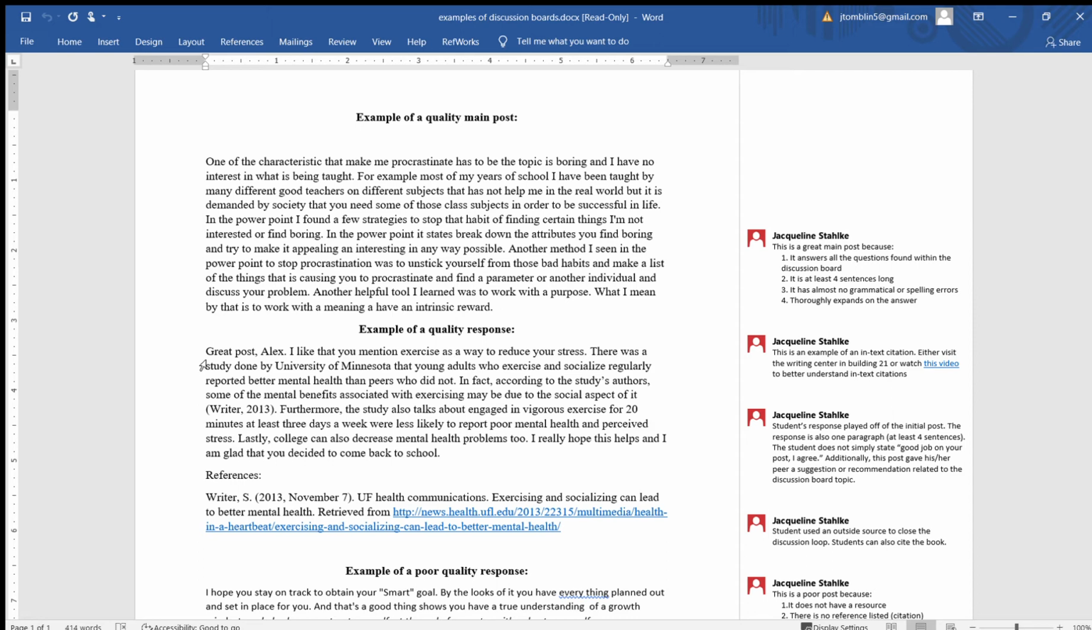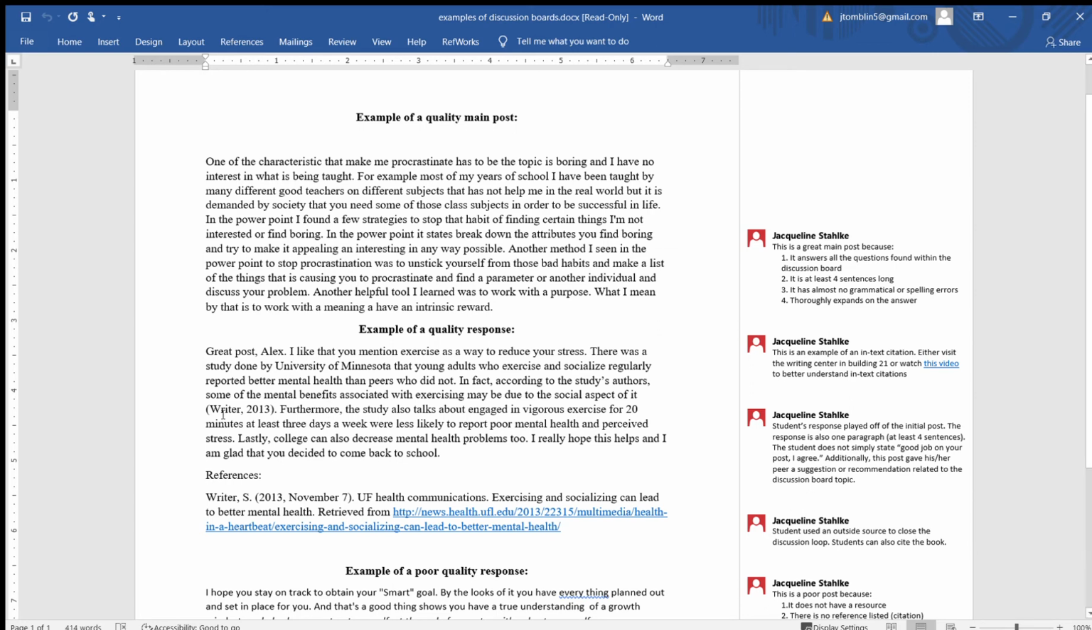I want to see you engage in the material, expand on it, dive super deep, but do that with research, okay? When I say do that with research, what I mean is if we look at this sentence here, this student says, in fact, according to the study's authors, some of the mental benefits associated with exercising may be due to the social aspect of it. What's in parentheses is the author's last name and the year in which they published that resource. That is called an in-text citation. You need at least one in-text citation when you are responding to a peer.